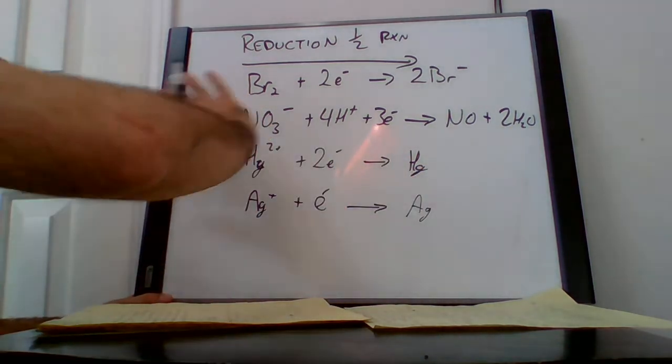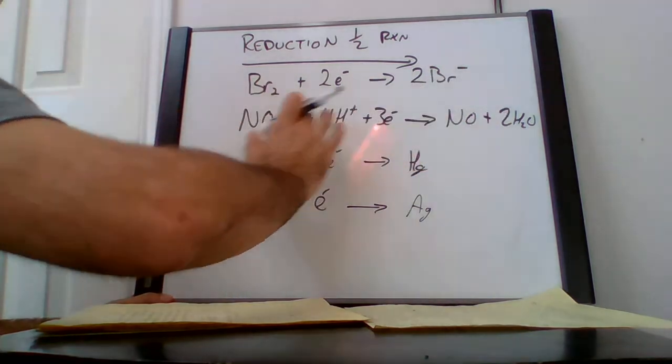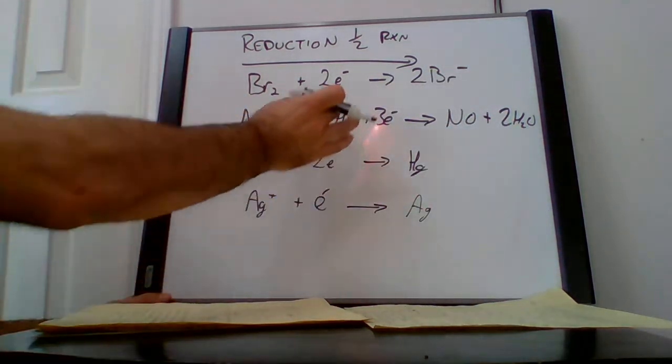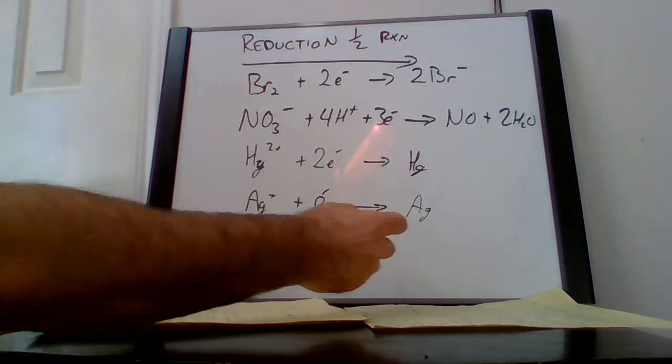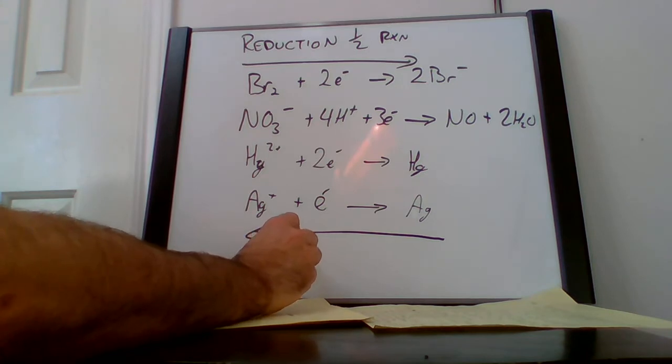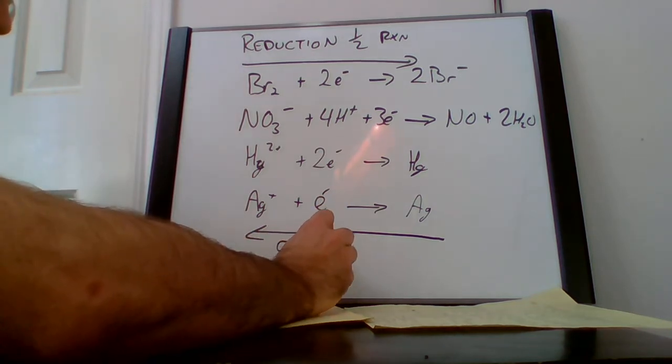When we're looking at these, all of them going from this side to this side, we're reducing our charge, we're gaining these electrons. Whereas if we're looking at them in the other direction, those would be the oxidation half reactions.